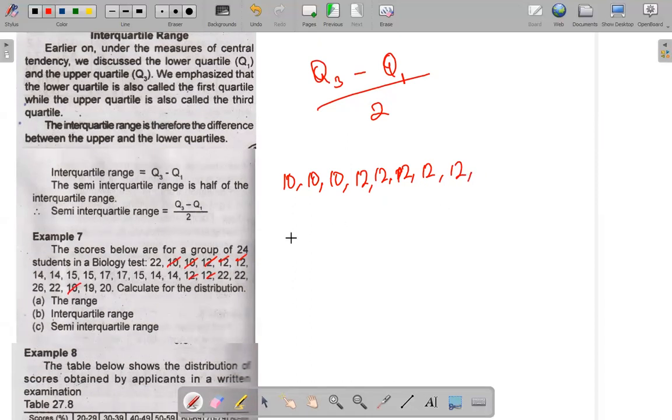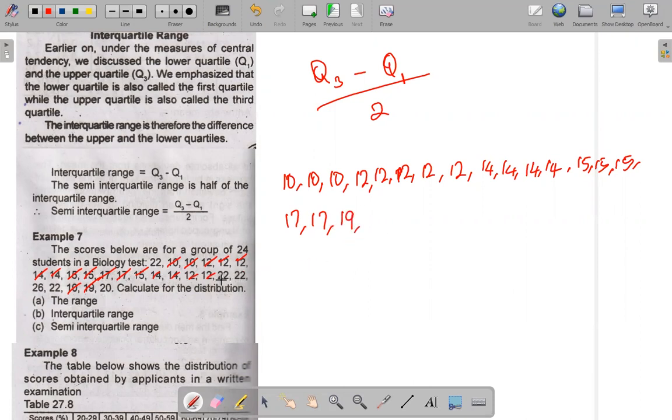The next one is 14. How many 14 do we have there? Only 4 of them: 14, 14, 14, and 14. And the next is 15. How many 15 do we have? Only 3 of them: 15, 15, 15. We don't have 16, so the next is 17. Only 2 of them: 17, 17. The next is 19, and 19 is only 1.